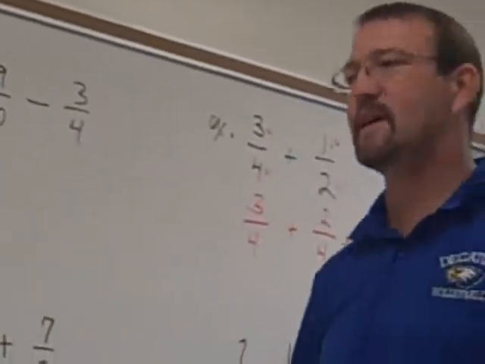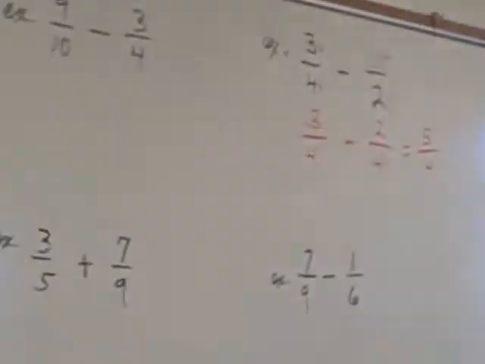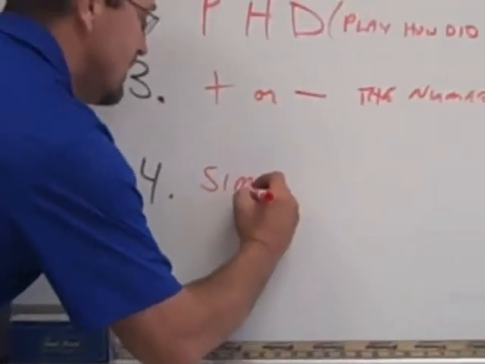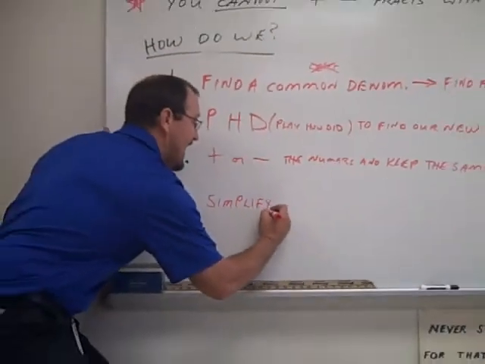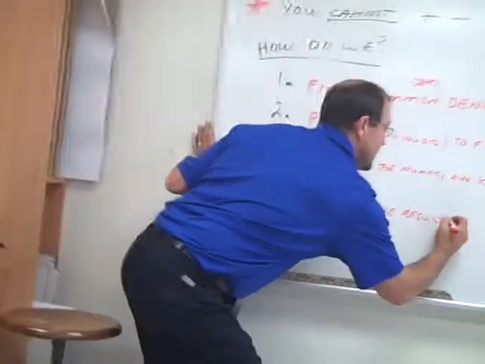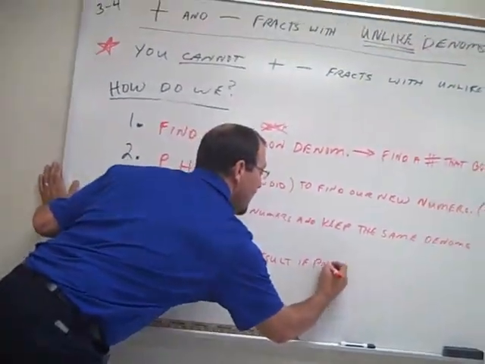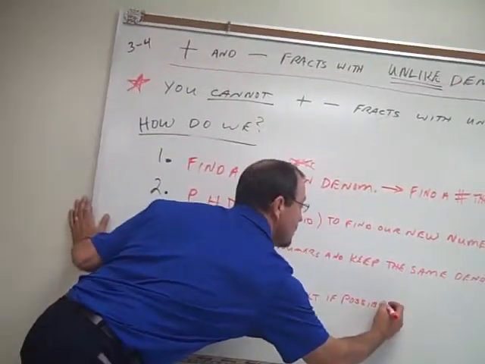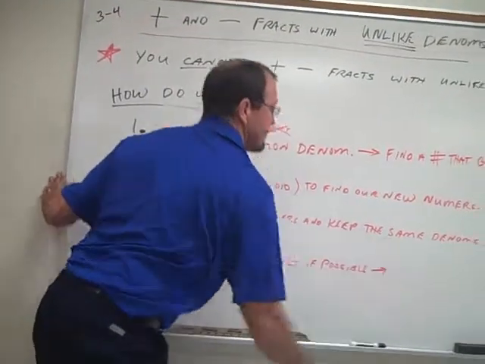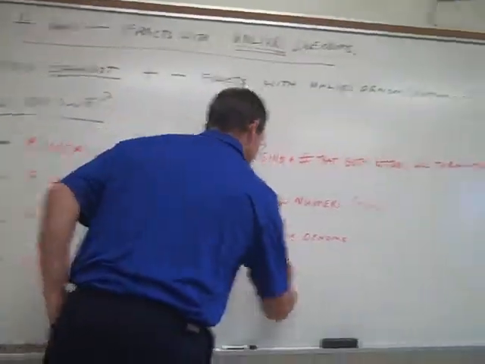Guess what step 4 is? Every time we work with fractions, every time you work with fractions, you have to simplify the result if possible or needed. There you go. Problem is, there's 2 kinds of simplify.